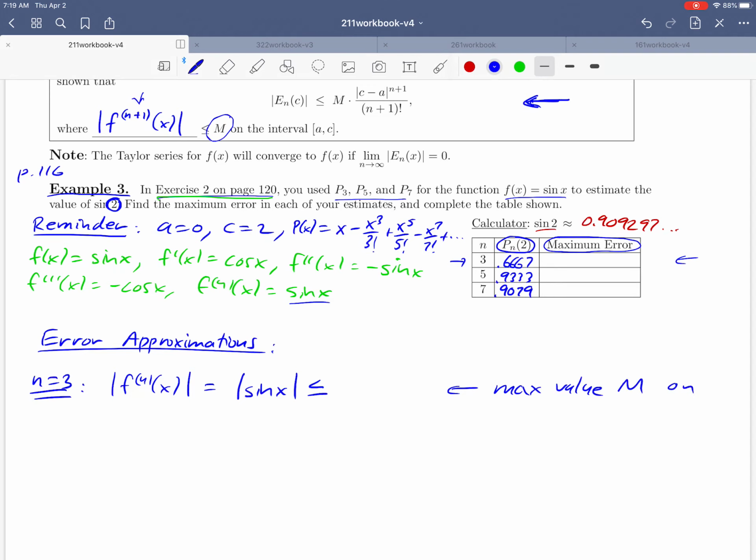That's this number m that we're talking about. And in particular, we want to know what's the biggest that it could get on the interval from a to c, which in our case would be 0 to 2.